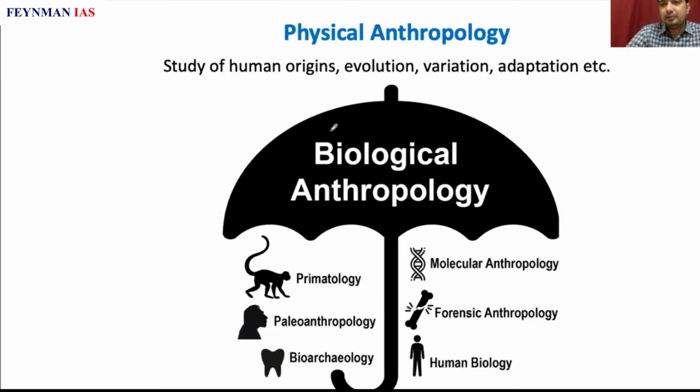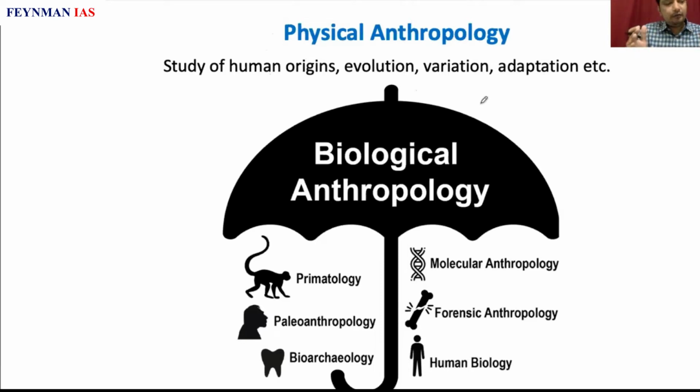So what is physical or biological anthropology, and what does it cover? This is a study of human origins, evolution, variation, adaptation, etc. Meaning here we study how humans have evolved from simpler organisms to the complex organisms we see today, and in the process, how closely we are related to the primates that we look more or less similar to. So, the evolutionary part, origins and variation.